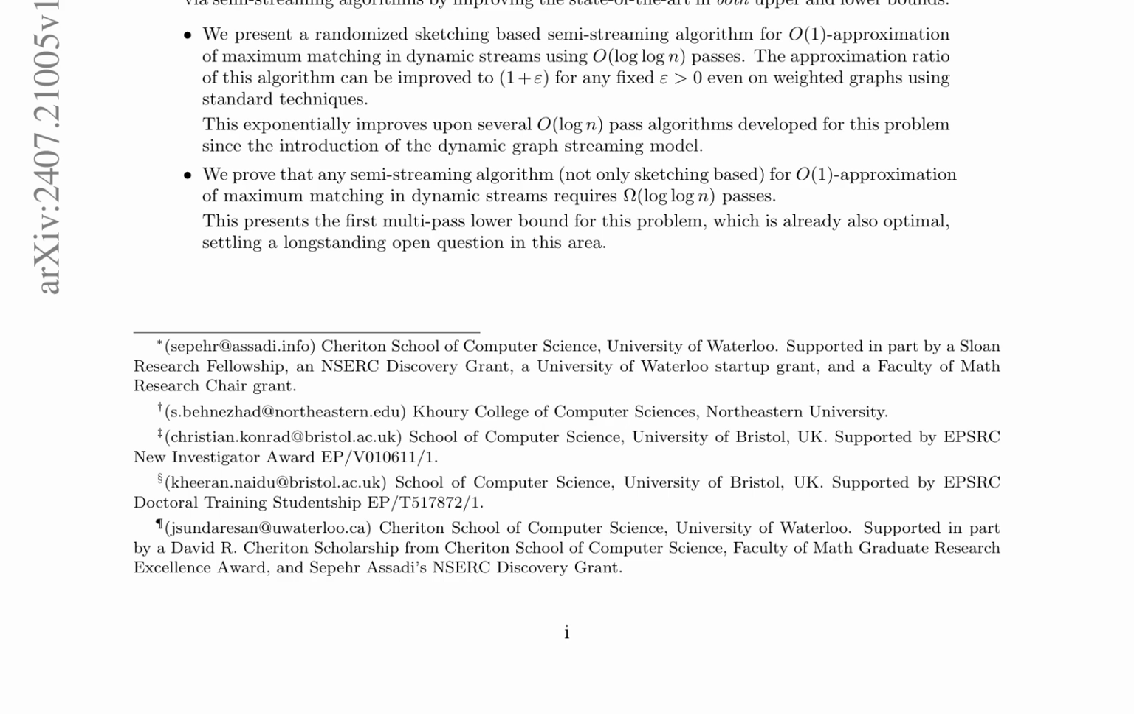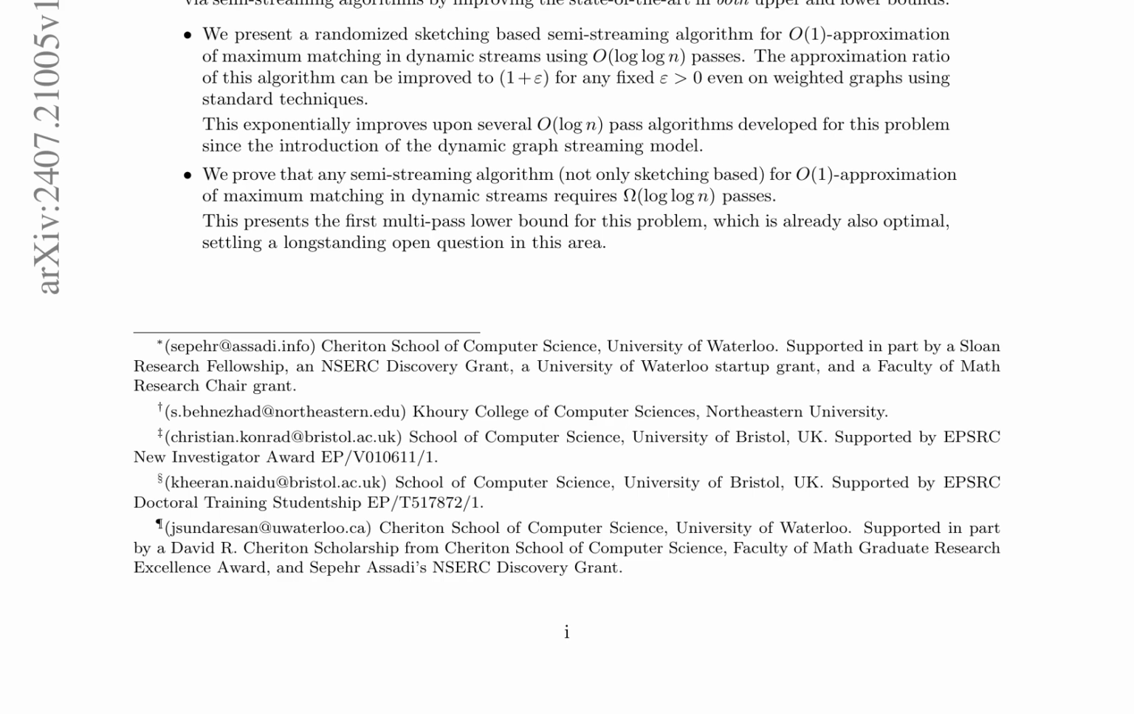The main contribution of the paper is the development of algorithms for finding approximate matchings in dynamic graph streams with low pass complexity. The authors present two algorithms, one that achieves a pass complexity of O(log n), where n is the number of vertices in the graph, and another that achieves a pass complexity of O(square root n). They also provide lower bounds on the pass complexity, showing that these algorithms are nearly optimal.